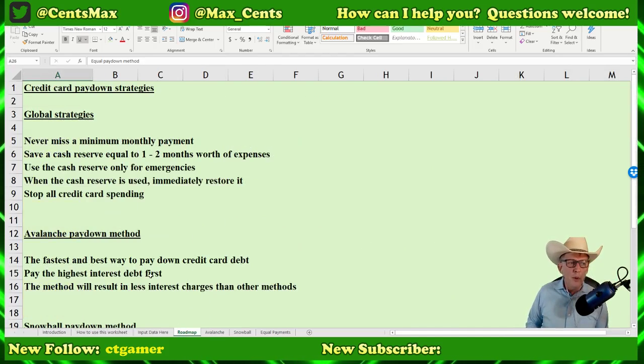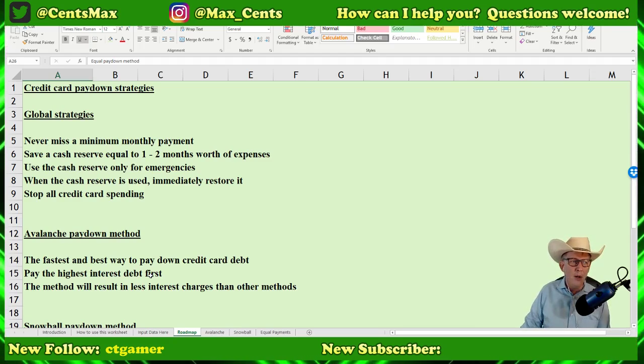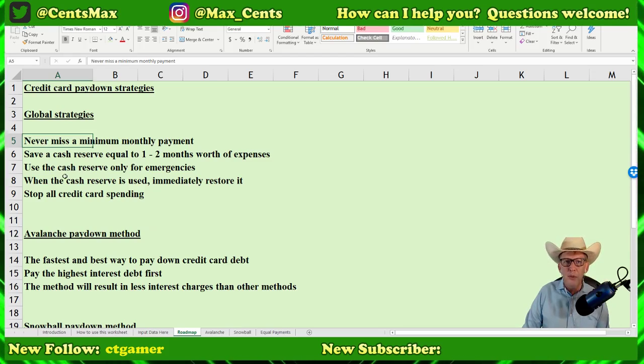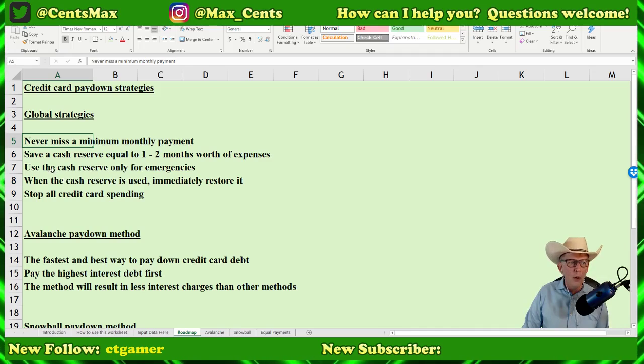Okay, so next I'm going to this tab, which has some general advice related to paying down credit card debt. Starting here with some global strategies. First and foremost, never miss a monthly payment, because when we miss a monthly payment, we oftentimes get hit with additional charges and fees that are only going to make this take longer.